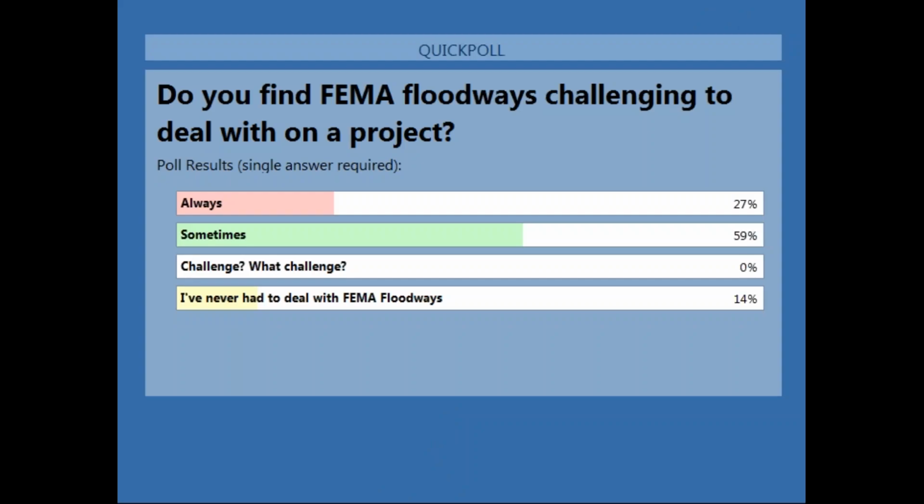And it looks like 27% of you actually find FEMA floodways challenging. 60% sometimes. Nobody thinks that they're not a challenge, which is great. And a few of you have never done them, which you feel lucky. That's a good thing. I would say most people would sometimes find them challenging. The instances where I've had to deal with them, they were fairly challenging. Okay, let's go on to our next poll. Thank you for your feedback there.